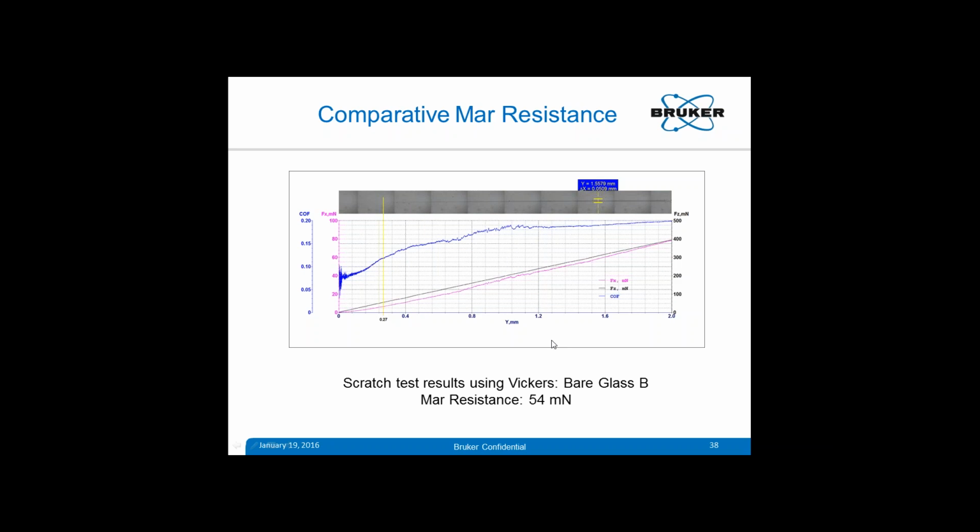So this could be done with UMT. This type of test, like a mar resistance test, can be used for comparing two surfaces, to see which one has better mar resistance and things like that.